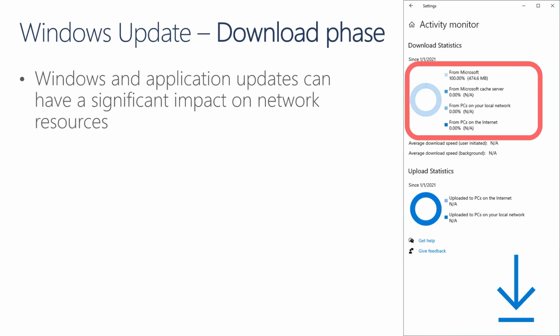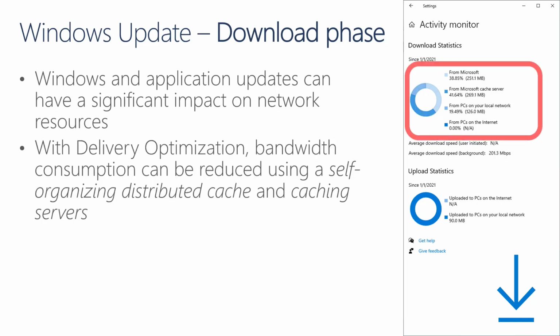Moving to the download phase, downloading and distributing updates can consume quite a bit of network resources, so optimizing network bandwidth consumption for these updates should be taken into account when designing and implementing a Windows Update for Business strategy. Delivery optimization is a Windows built-in distributed solution that allows us to reduce the impact of download bandwidth for Microsoft content. And being a self-organizing distributed cache, delivery optimization allows clients not to download solely from the Windows Update sources, but also from additional sources, for example, from peers on the same network.